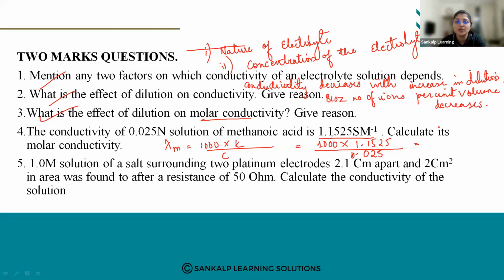1.1525. First you do 1000 into 1.1525, and for the exams you can take a simple calculator. You cannot use a scientific calculator, so you have to carry your own simple calculator and do the calculations with its help. Do 1000 into 1.1525 first, and then divide whatever answer you get by 0.025. Yes, students, what answer are you getting?